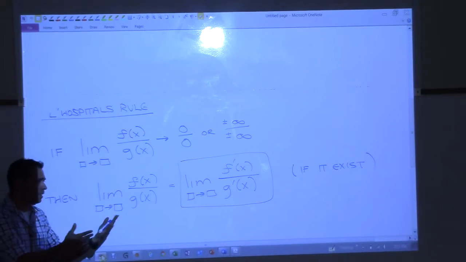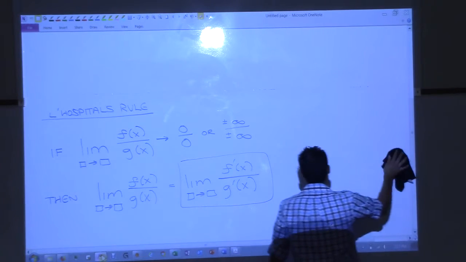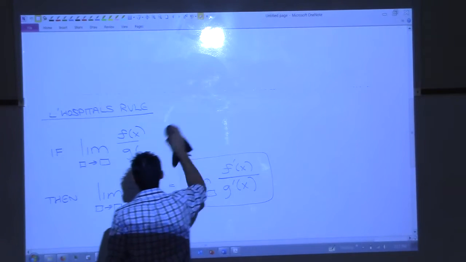And I'm not going to prove this to you. The proof of L'Hopital's rule is beyond the scope of this class. All right? We just get to use it.